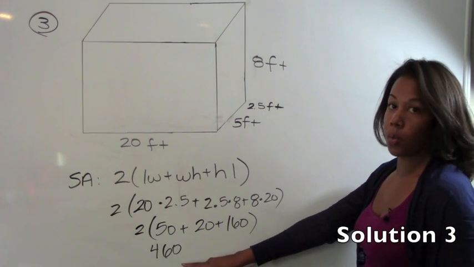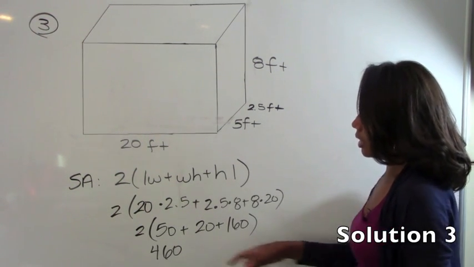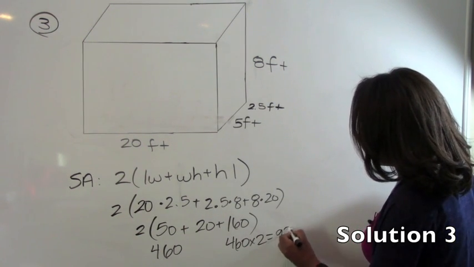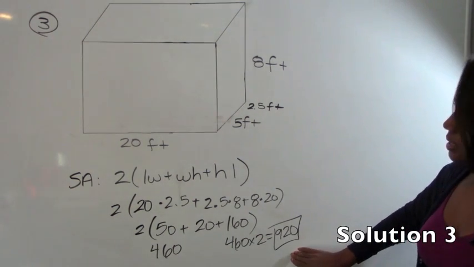Now remember, that's just for one figure. So to find the surface area of both figures, we just double it. And 460 times 2 is 920. So it's 920 square feet, and 920 is the answer.